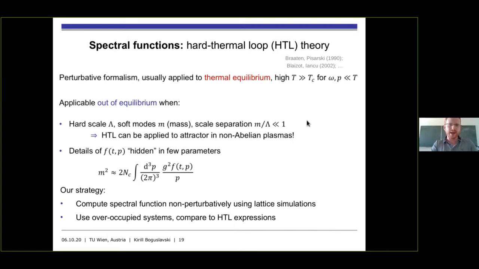as our system. And importantly, details of the exact distribution become hidden in this hard thermal loop framework, at least at leading order, in some parameters, most notably the mass. So our strategy is to compute the spectral function non-perturbatively using lattice simulations, as I will show you in the next slide, and use overoccupied systems where this kind of ratio is valid, and compare that to HTL expressions, to perturbation theory, to learn some non-perturbative effects or some effects beyond leading order HTL.